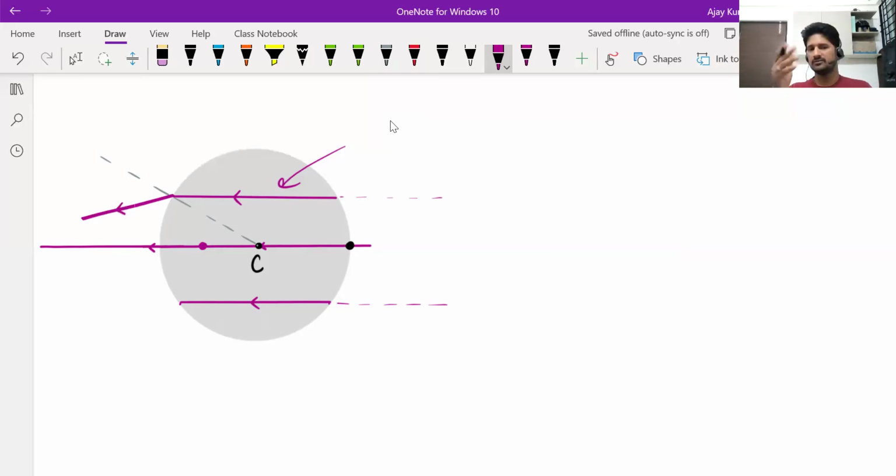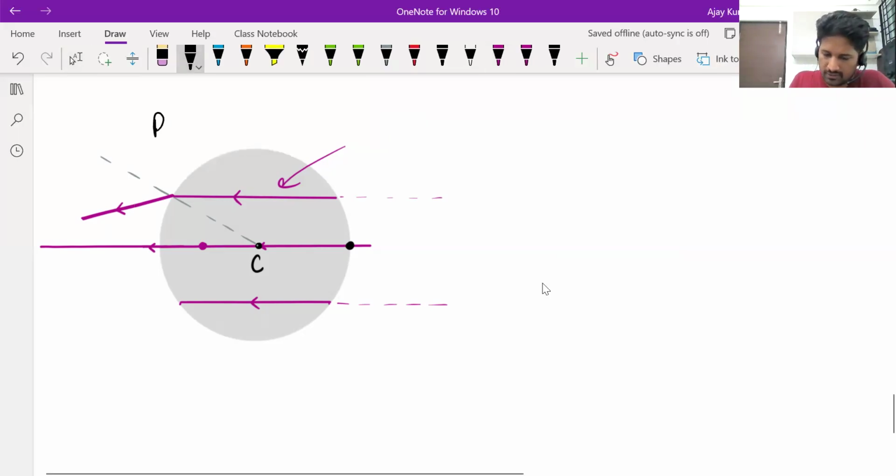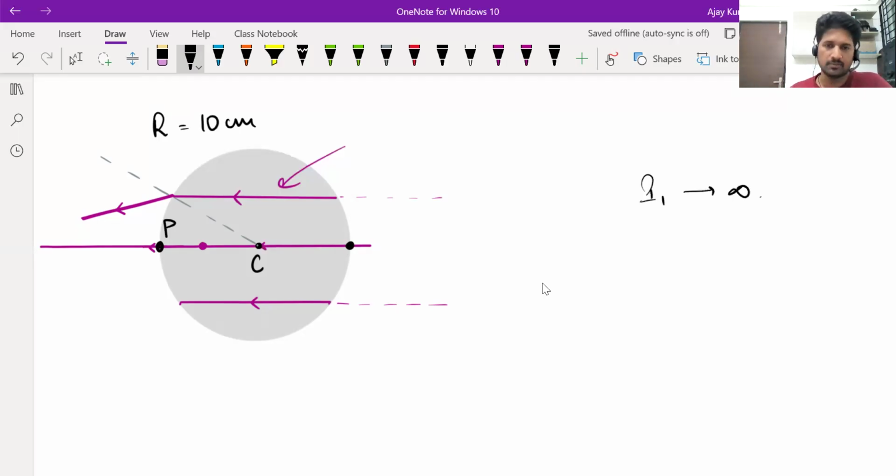Okay, let's see if the spherical surface refraction formula gives us the same answer. The radius of curvature here is also 10 centimeters. Whether to substitute plus 10 or minus 10, we will see. For the second refraction, this point is the pole. Where is the object? Object is at infinity. I1 was forming at infinity. That becomes object distance. Image distance is what we need.